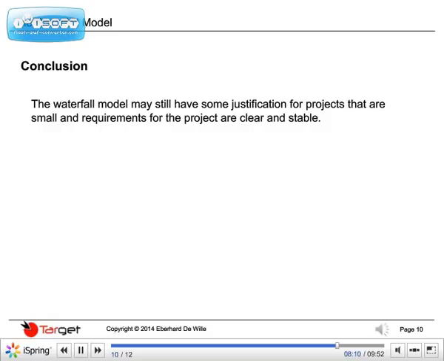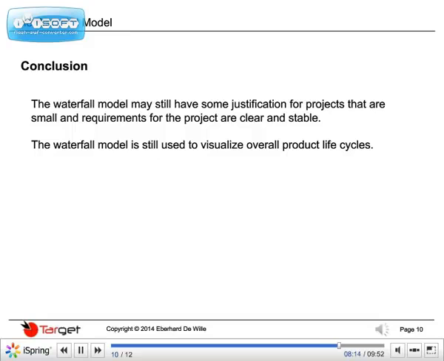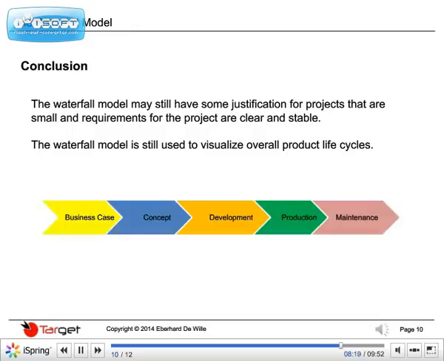The waterfall model is still used to visualize overall product life cycles, although you will rather find a chevron type of visualization than a cascade. This is simply because a chevron diagram is very common and in the same way sequential as a cascade would be. This use of the model still makes sense.